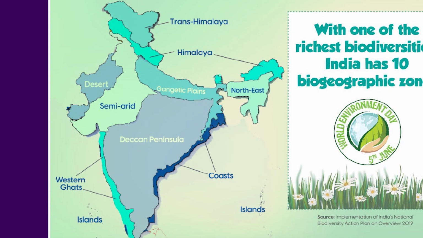The forests here range from dry deciduous to moist deciduous type, providing habitats for a wide range of species. The Nilgiri Hills and Eastern Ghats are important sub-regions within this zone, each with its own unique biodiversity. The Deccan Peninsula also has a rich cultural history with numerous ancient temples, forts and archaeological sites.